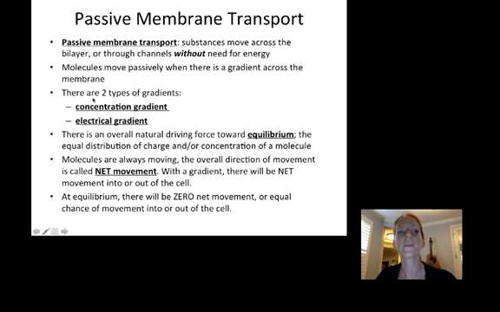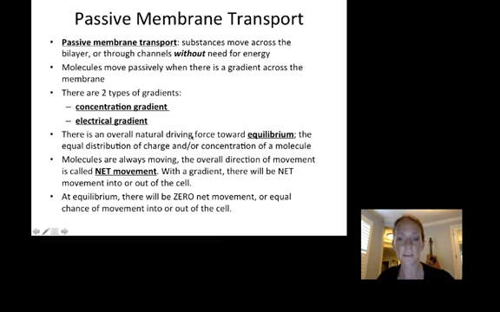Okay, so first we'll start with passive membrane transport. This is when substances move across the bilayer or through the channels without the need for energy. They can move passively due to gradients. There's two types of gradients that we will talk about in physiology. There are gradients due to differences in the concentration of chemicals or molecules. There are gradients due to differences in the concentration of ions or electrical gradients.